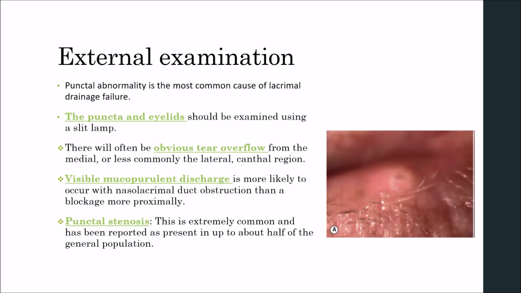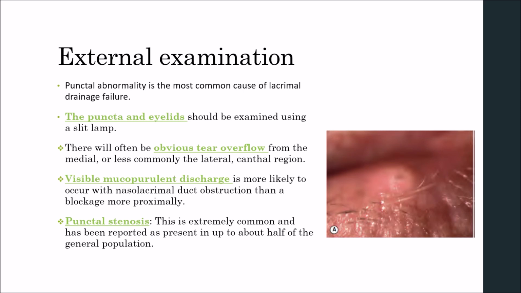Coming to the external examination, punctal abnormality is the most common cause of lacrimal drainage failure, so the puncta and eyelid should be examined using a slit lamp. It is critical that examination of the puncta is performed prior to cannulation for diagnostic irrigation, which temporarily dilates the punctal opening and masks stenosis. There will often be obvious tear flowing from the medial, or less commonly the lateral, canthal region. Visible mucopurulent discharge is more likely to occur with nasolacrimal duct obstruction than a blockage more proximally.